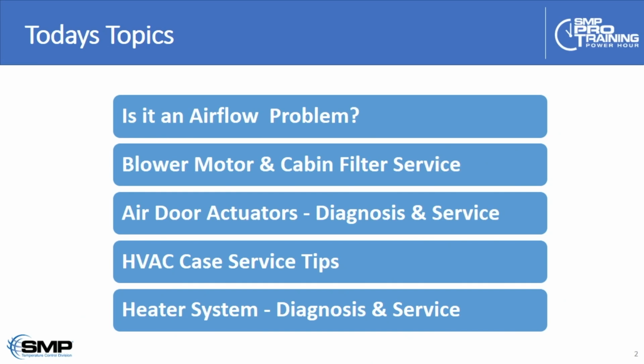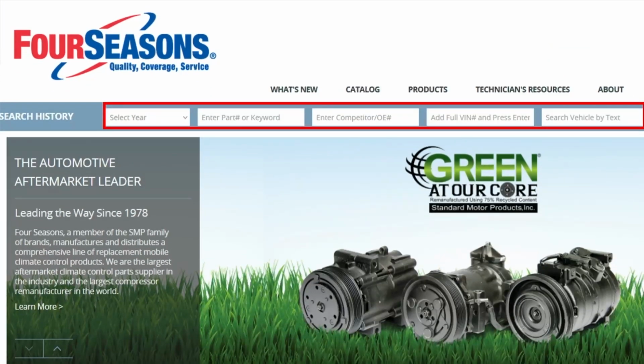So, first thing, of course, you want to figure out, is it actually an airflow problem? Is the problem really in the dash? We're going to look at blower motor and cabin air filter service, some basic tips. Air door actuators, the little doors, the motors that turn the air doors back and forth in the dash, we're going to look at those. Some HVAC service tips, if you're taking the HVAC case apart, or doing something inside the HVAC case, some things to watch out for. And we won't spend a lot of time, but we will give some tips on heater system diagnosis as well.